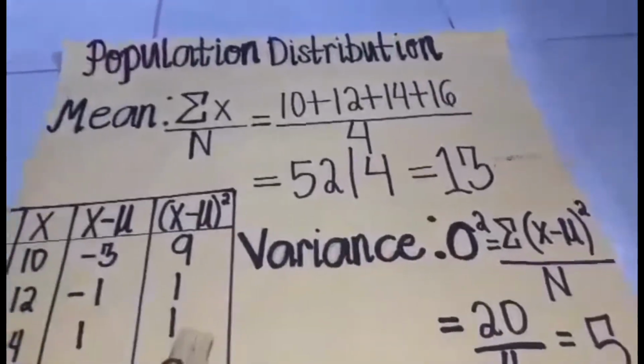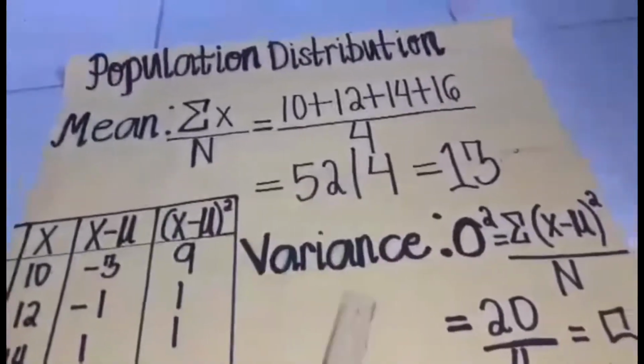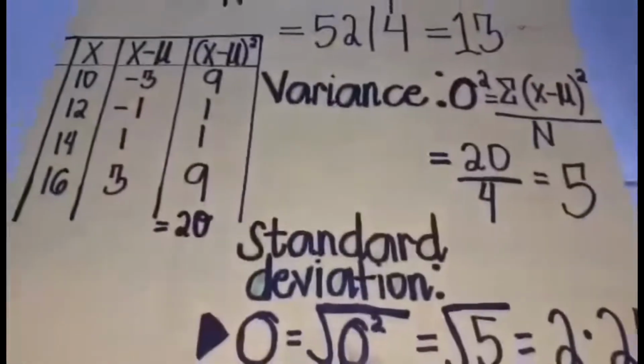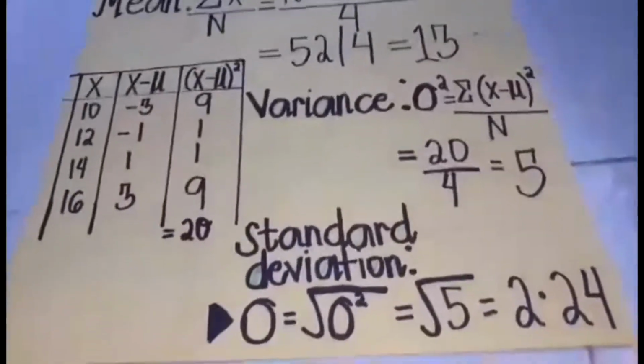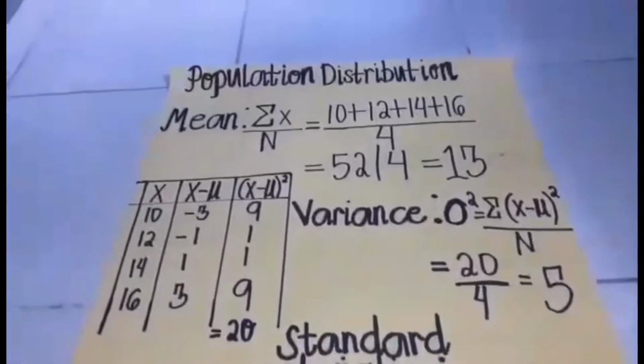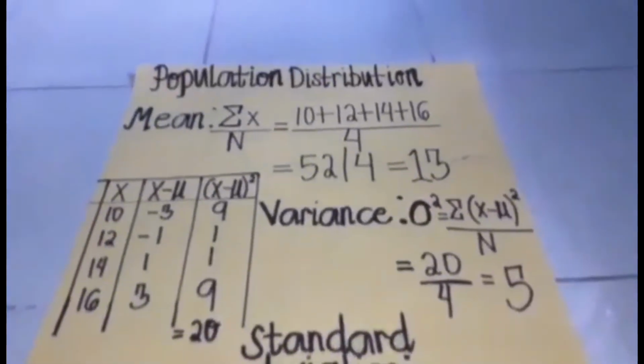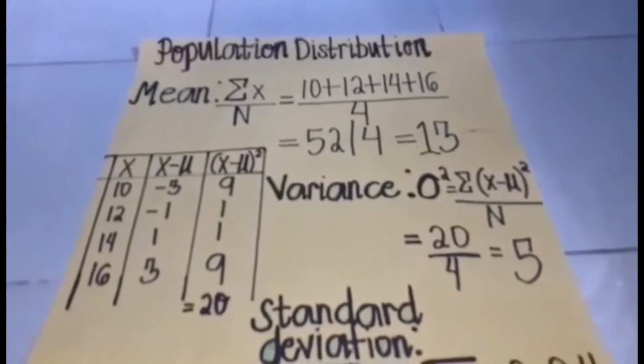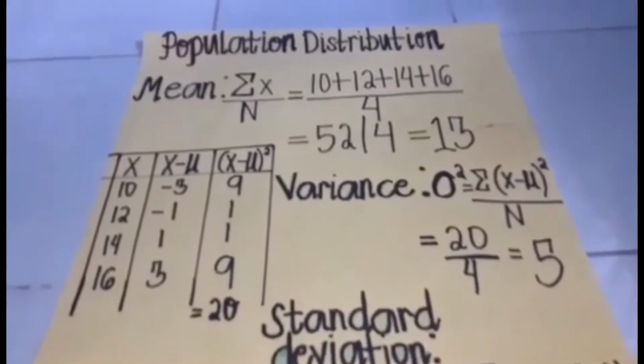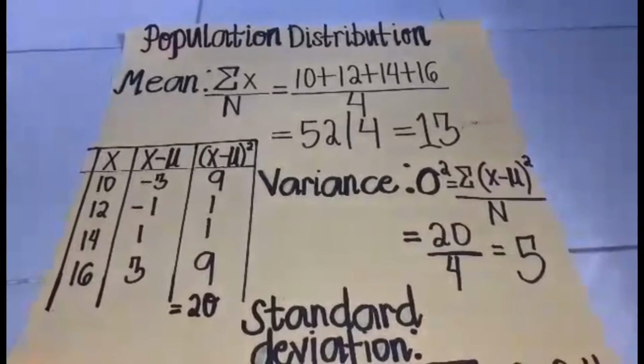So, ganun lang yung pagkuha ng mean, variance, and standard deviation. Ganun lang siya kadali, guys, compared sa sampling distribution. So, yeah, that's it, and I hope you learned something and naintindihan nyo naman itong mga naituro ko sa inyo.